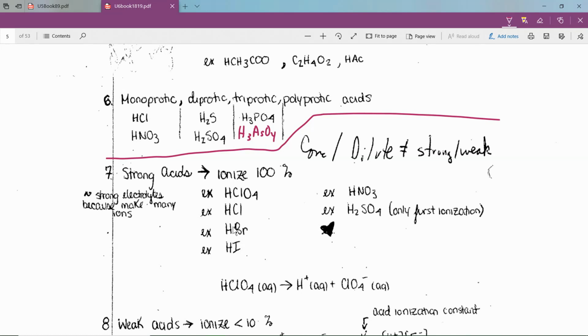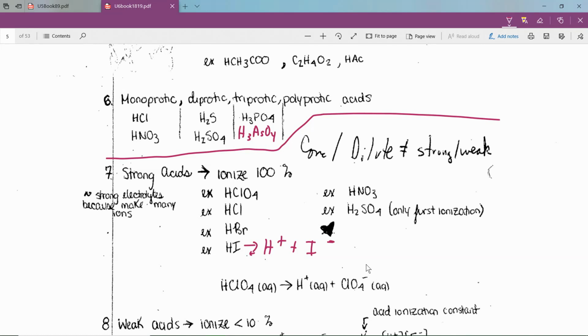So that is a strong acid. That's all it is. HI, hydroiodic acid, goes to H plus and I minus, and you don't really have an equilibrium going back the other way. It's 99%, almost 100% going to ionize to the right. There I see HClO4 goes to H plus and ClO4 minus.